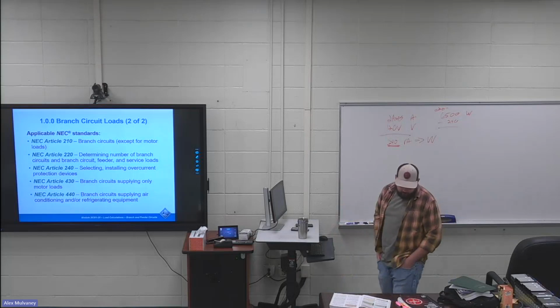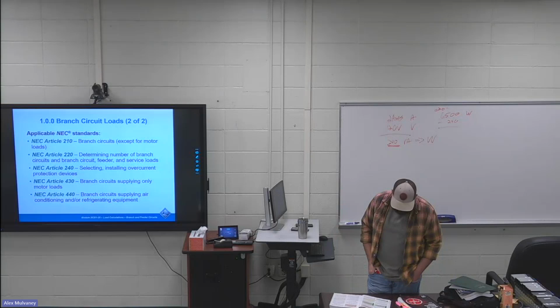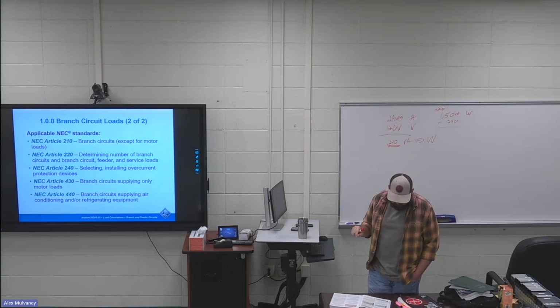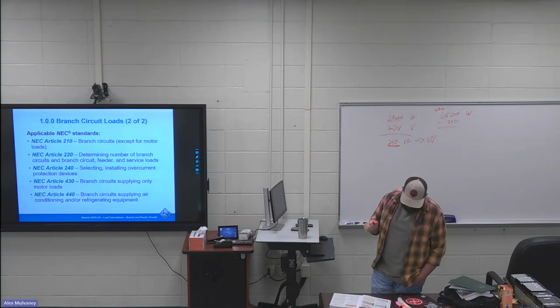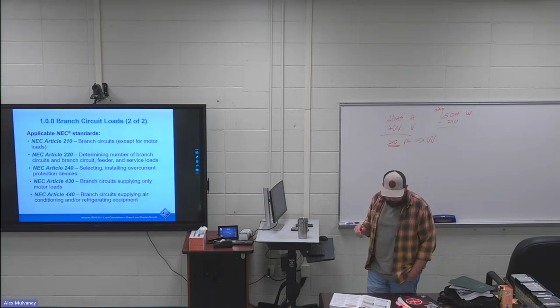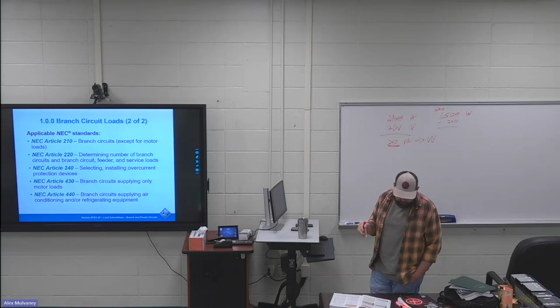For example, the unit lighting load. Unit lighting load for a school is 3 volt amps per square foot. A retail location is 1.9 volt amps per square foot, and a warehouse is 1.2 volt amps per square foot.